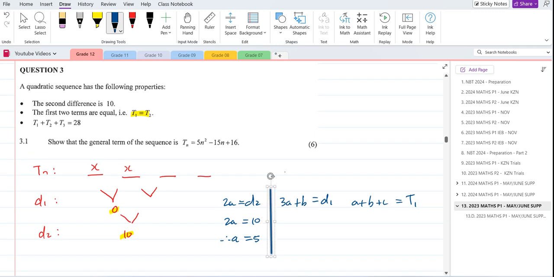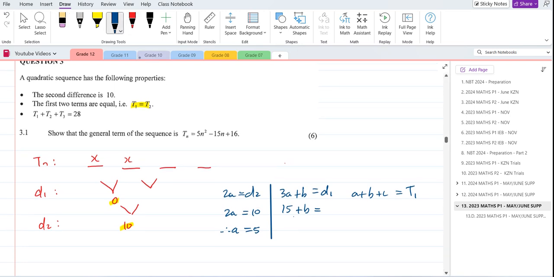Now what we know is that 3 times a, 3 times 5 is 15, plus b is equal to d1. So what is difference 1? Yes, what is difference 1? Difference 1 is 0.